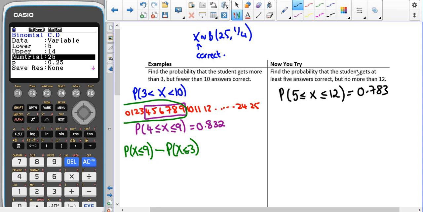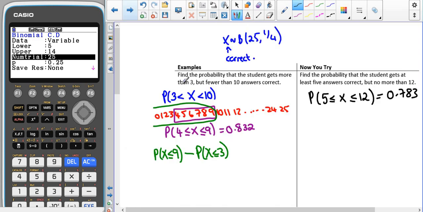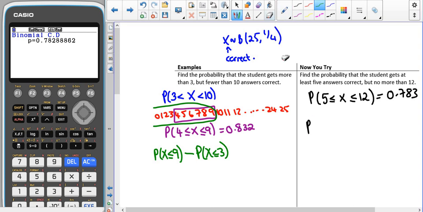So in the new calculator, we'd have 5 as our lower. We'd have 12 as our upper. And you can see there that we end up with 0.783 to 3 significant figures. Remember, if you have one of the old calculators, this is going to become the probability of x being less than or equal to 12 minus the probability of x being less than or equal to 4. Biggest one that you want minus biggest one that you don't want.